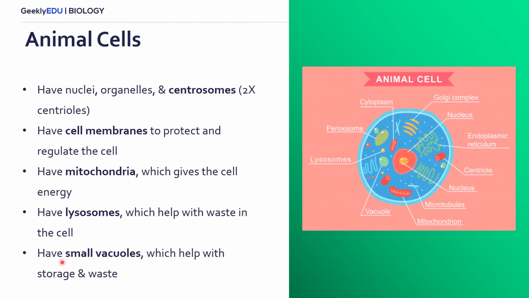Finally, animal cells have small vacuoles, which also help with storage and waste. And so here's a vacuole here, and you can see it's still larger than a lysosome, but not especially large compared to other organelles.